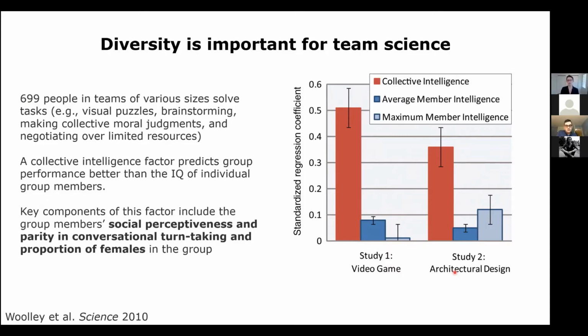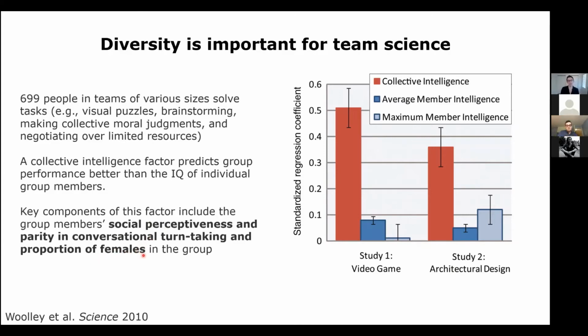And the idea for the study was to figure out what it was that allowed the group to finish the task the fastest. Was it the average member intelligence? It was not. Was it the maximum member intelligence? So being a part of a group with the smartest person? Again, not. It was actually a combination of things that went into getting those groups to finish the fastest, being the most effective. And they were social perceptiveness, parity and conversational turn taking, and the proportion of females in the group.